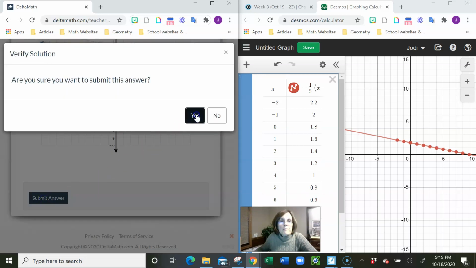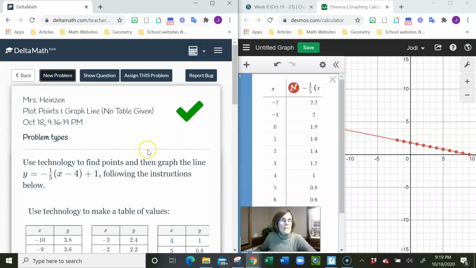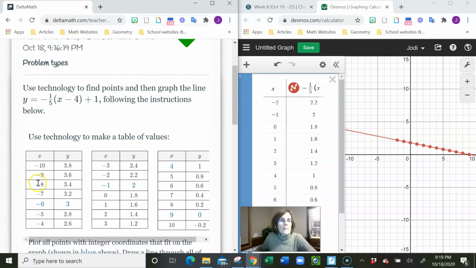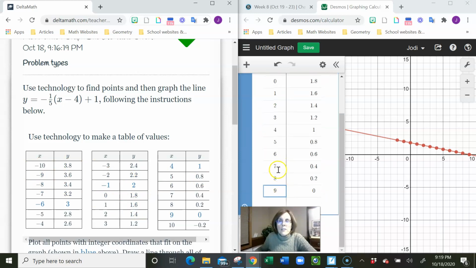Submit my answer. And I got that one right. And you can see that they gave me a lot more different options here. But you can keep typing in X values, and I don't have to go in order. I could have put in -6, and it would have given me 3. So you don't have to go in order.